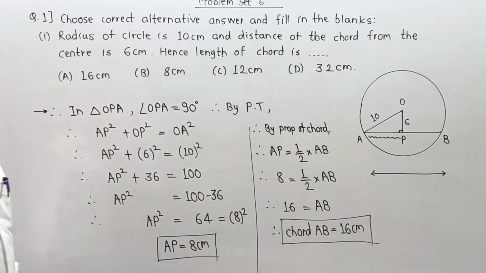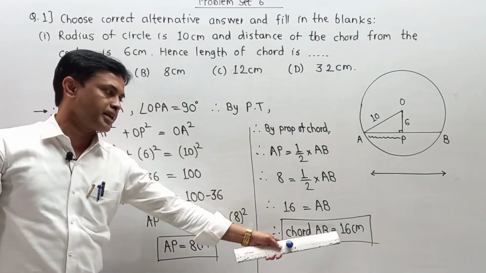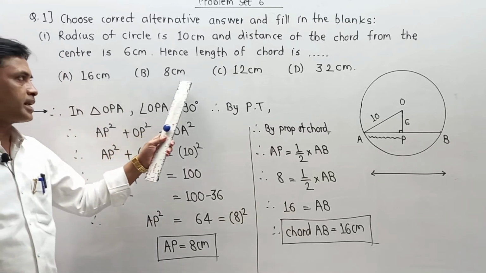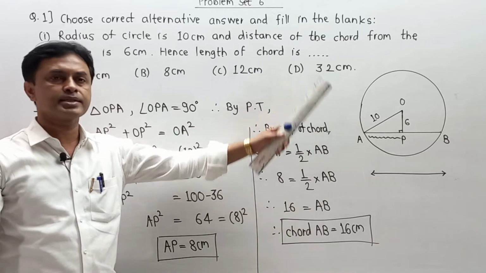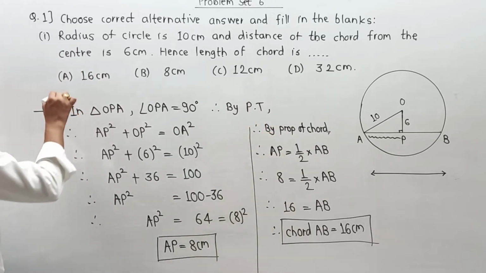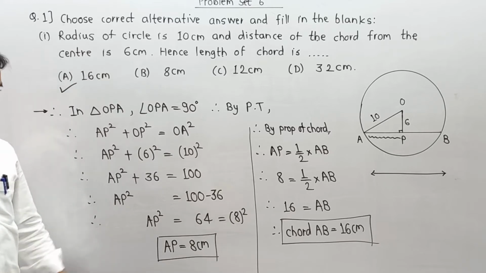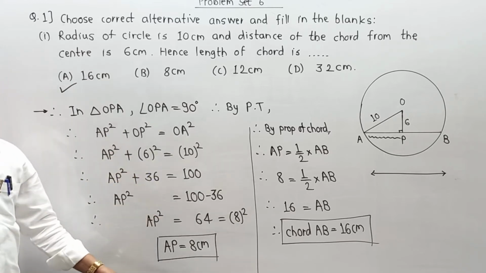Now after the entire calculation, we can say that chord AB is 16 centimeter. Your options are A 16 centimeter, B 8 centimeter, C 12 centimeter and D 32 centimeter. So the correct answer is A, that is 16 centimeter. Student, please try to understand this calculation.